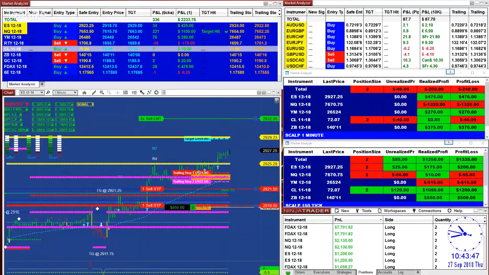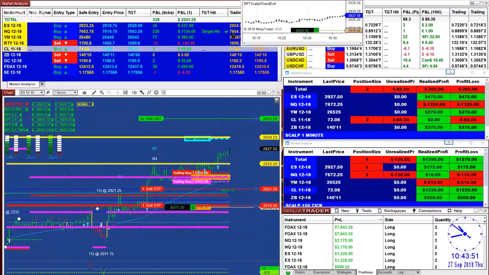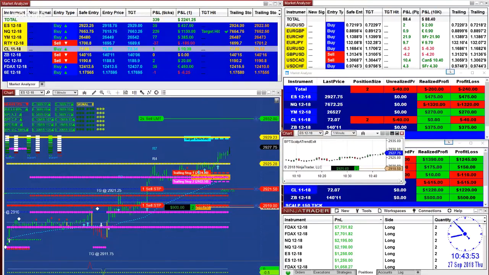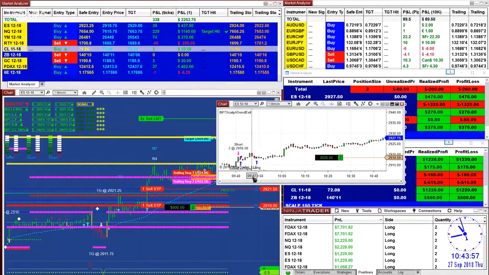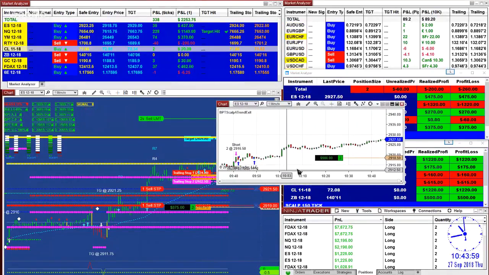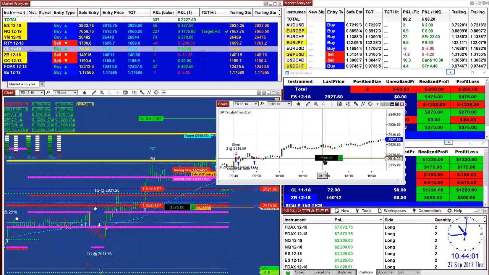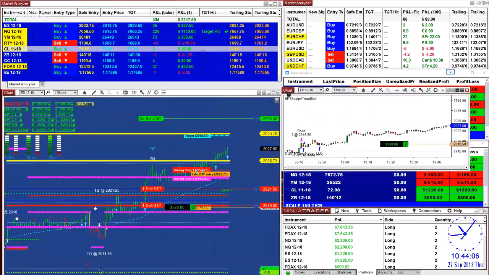The ES on the automated swing trading hit 900. It's going to hit 1,000. This is it. There is nothing.